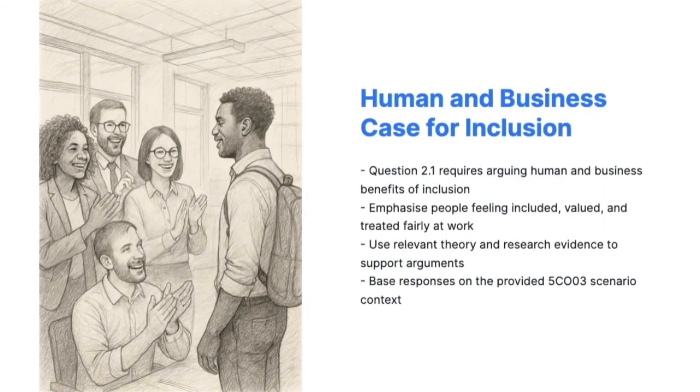In this video, we'll be looking at question 2.1 from 5CO03. You should have read the scenario and know that this question is asking you to make a reasoned argument for the human and business benefits of people feeling included, valued, and treated fairly at work, using theory and research to back up your points.